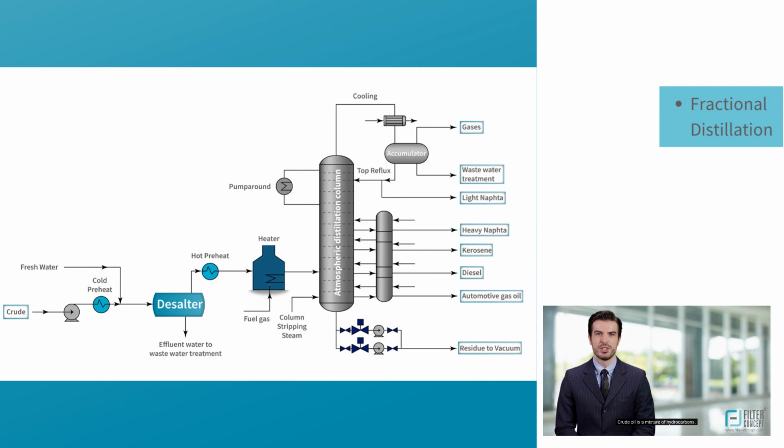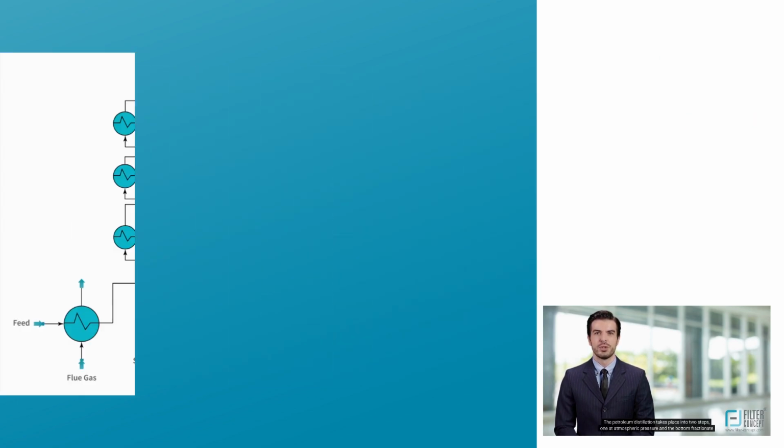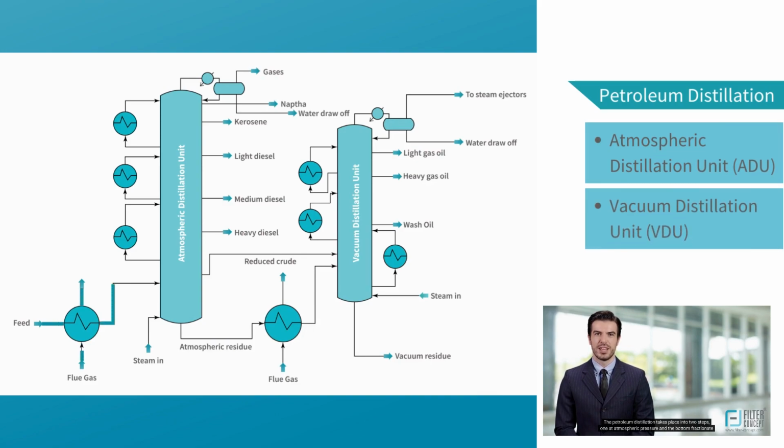Crude oil is a mixture of hydrocarbons. Some very light compounds with more volatility and low boiling points tend to vaporize easily and appear in the top product, while extremely heavy and non-volatile compounds appear in the bottom. The petroleum distillation takes place in two steps, one at atmospheric pressure, and the bottom fractionate obtained from this distillation is further sent into vacuum distillation, which is the second step. Vacuum distillation is operated at low pressures and enables recovery of distillate cuts obtained from the atmospheric residue.